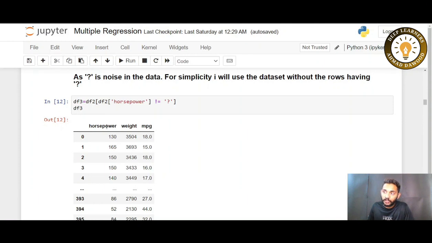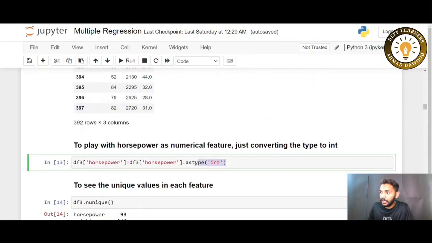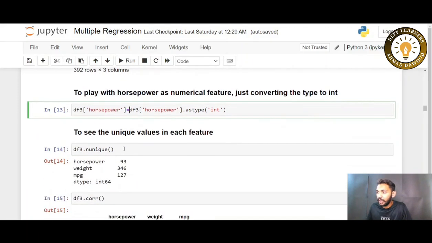Now in data frame 3, the horsepower is of categorical type, or you can say it contains the values in string format. So I will convert this horsepower column into integer format. Here I have converted that. I converted it into integer by using the astype command, then I cast it back to its original horsepower column in the main data frame.